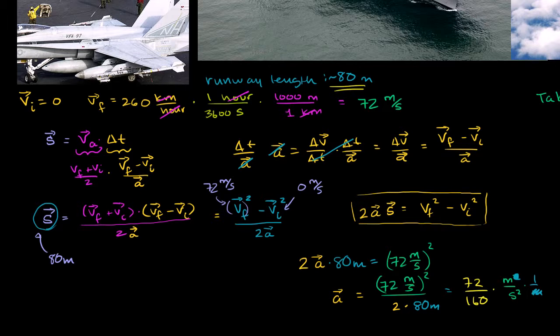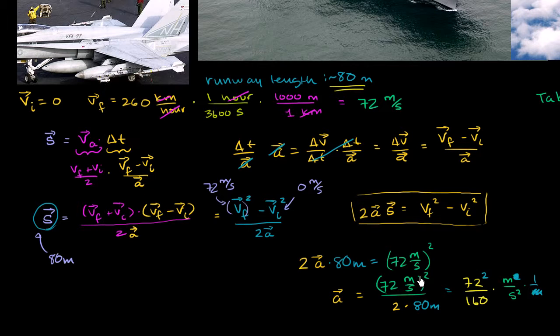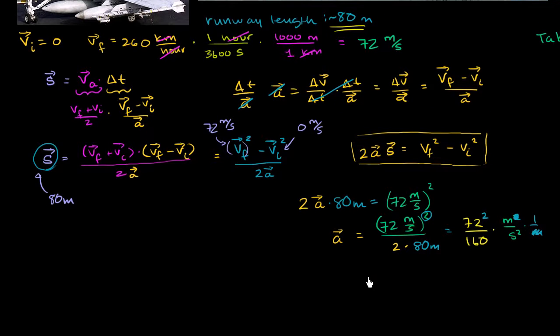And so let's just get the calculator out to calculate this exact acceleration. Oh, sorry, this is 72 squared. Let me write that down. Don't want to forget about this part right over here. 72 squared divided by 160. We could just use the original number that we calculated, so let's just square that and then divide that by 160. If we go to two significant digits, we get our acceleration is equal to 33 meters per second squared.